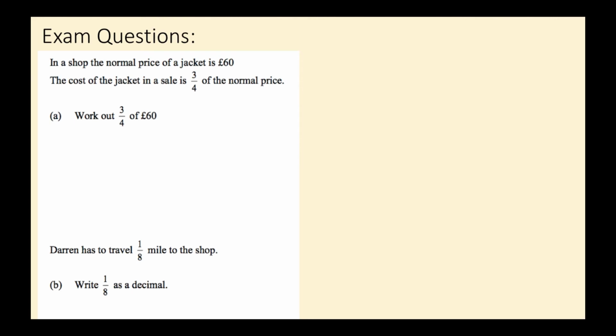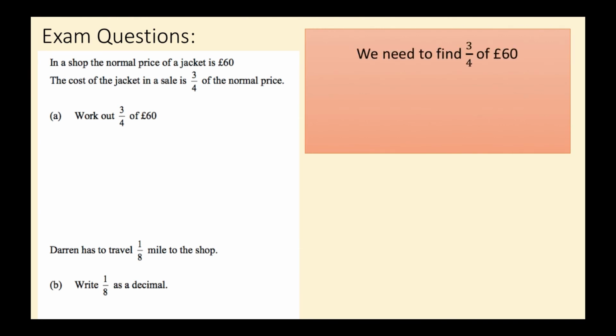Okay, in a shop, the normal price of a jacket is £60. The cost of the jacket in a sale is 3/4 of the normal price. Work out 3/4 of £60. Okay, so let's look at that one. 3/4 of £60. We're going to do 60 divided by 4, which is 15. Again, when dividing by 4, we just half it and half it again. 60 in half is 30, and half again is 15. 15 times 3, because that's the top number of the fraction, is 45.